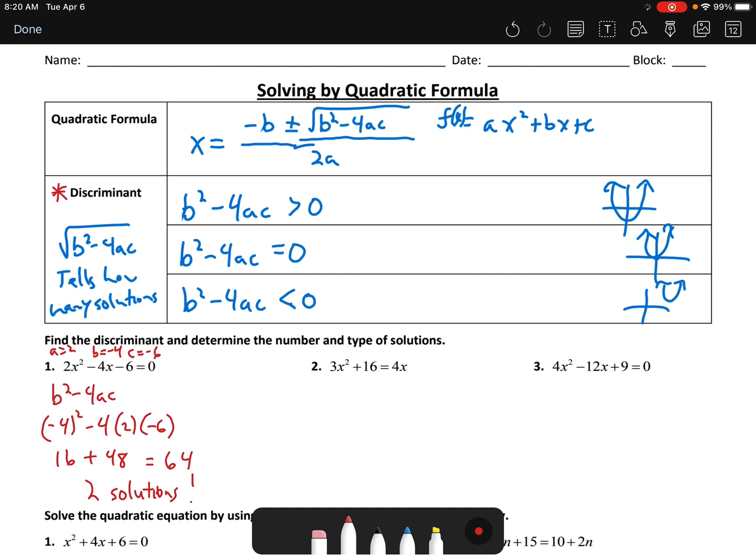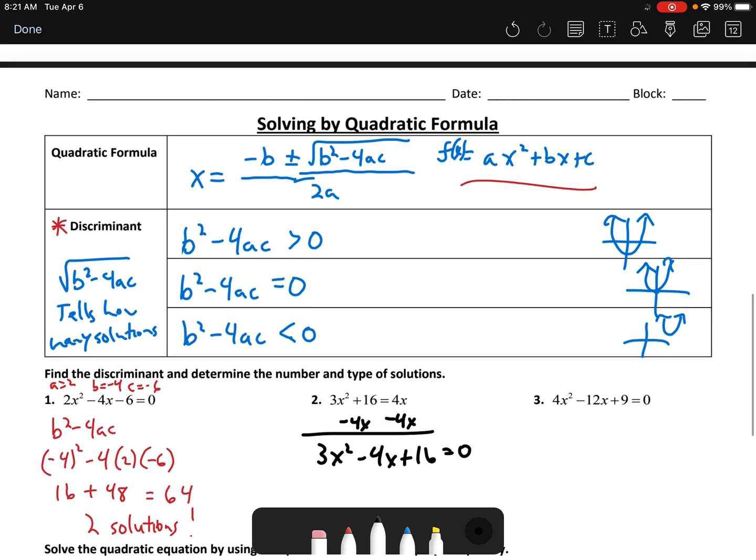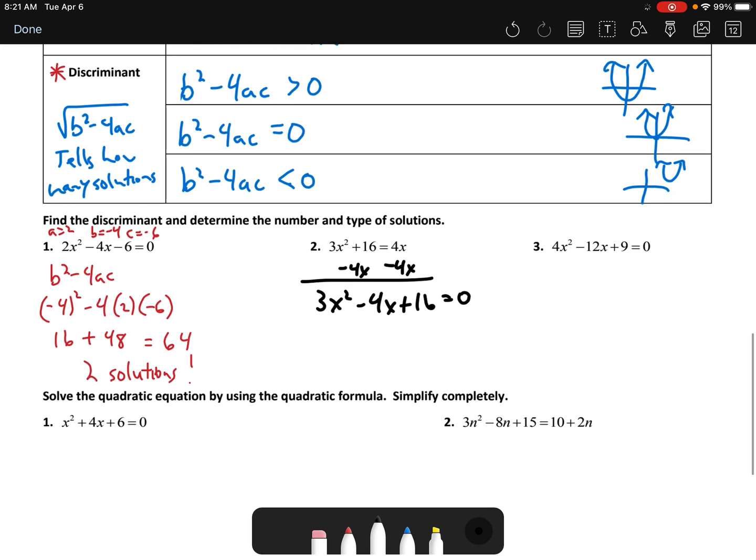Okay? Now this one is a problem. It's not in standard form. So what do we have to do? Right, we need to subtract 4x and then write it in standard form. There we go: 3x squared minus 4x plus 16. So a is 3. Oops, sorry. A is 3, b is negative 4, c is positive 16.